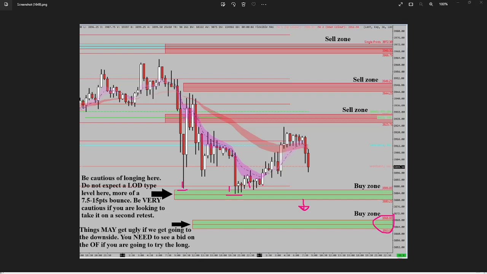And then moving down, I said things may get ugly if we go to the downside. And I just stressed that if you're going to go long off levels or zones, I say this all the time, levels are levels and zones are zones until you see on the footprint that market makers, large hands, whatever you like to call them, are on your side.